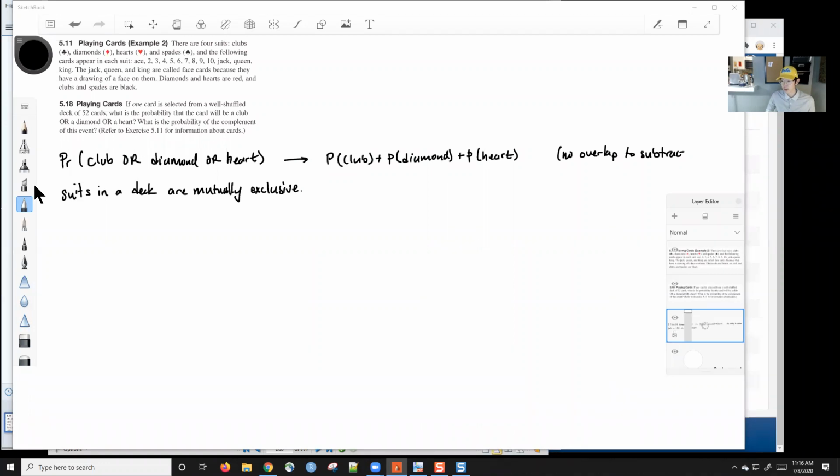Okay, so there's no overlap to subtract, so this is easy. The probability of clubs is 1/4, or each suit has 13 out of 52, which is 1/4. So we've got 1/4 plus 1/4 plus 1/4, and this adds up to 3/4 here.